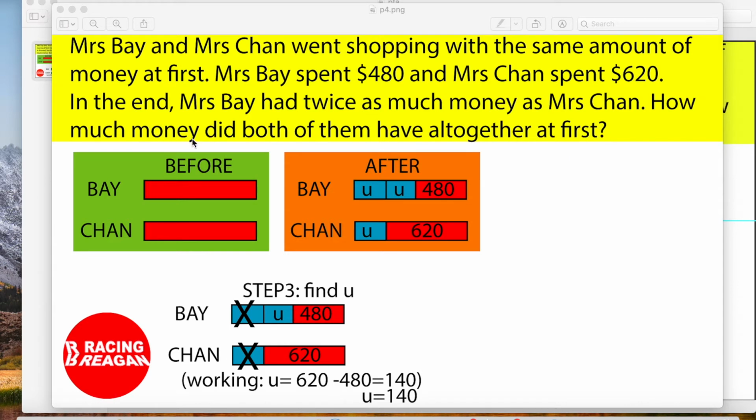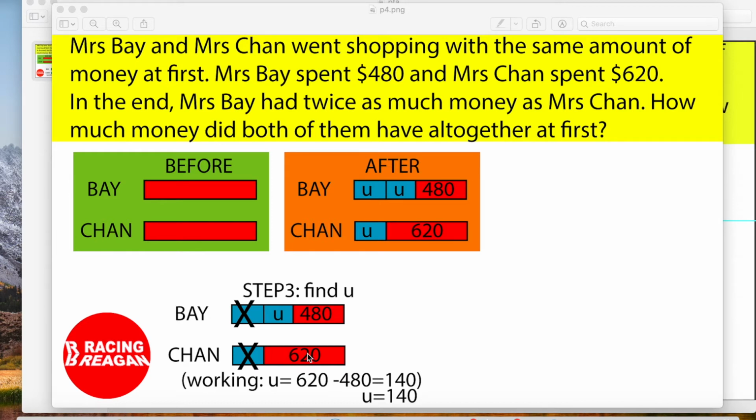So now what you do is step 3. You have to find unit. So how do you find unit? Because you already know you have 3 units, right? What you do is you make them equal. So cancel out 1 unit from Mrs. Bay, and from Mrs. Chan's model, take out her 1 unit. So now you're left with 1 unit, 480 and 620.